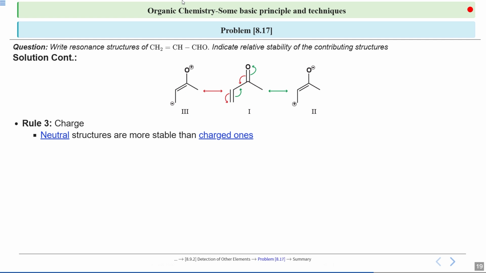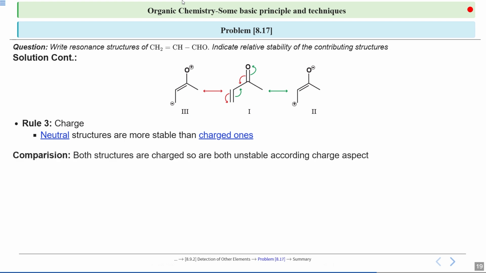It tells us that the neutral structures are generally more stable than the charged ones, because charged structures often have higher energy and are less favorable. If we look at both of the resulting structures, they both are charged, which makes them less stable according to the charge rule. So again, their stability could not be decided with this rule number 3.